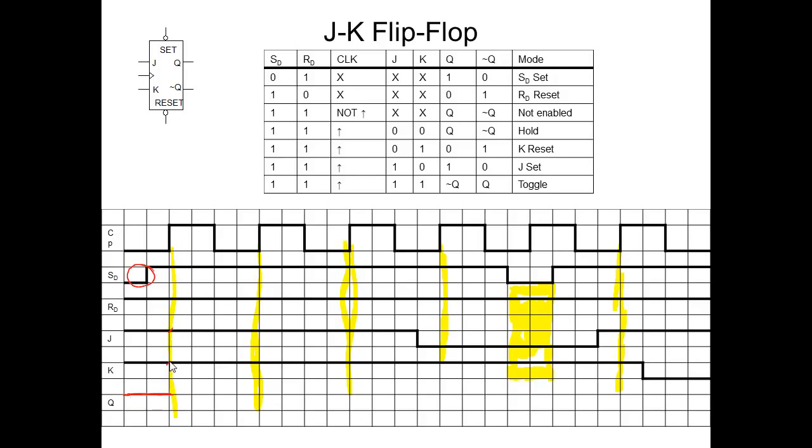We've got J high and K high, so it's going to toggle. Both high again, so it's going to toggle again. Both high, so it's going to toggle again. Low on J, high on K, so we're going to reset. Well, we can't go any lower than low, so that's it. This big highlighted area means SD went low, so it sets the flip-flop. And then we've got two highs, so it's going to toggle. So that's what our output is going to look like.